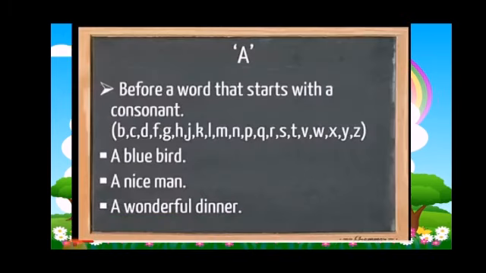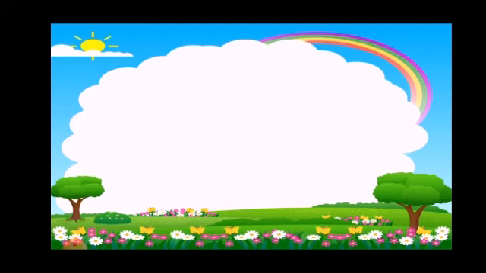So students, in brief, let's see. Before a word that starts with consonant, you have to remember only one rule. Before a word that starts with consonant, that means B, C, D, F, G, H, J, K, L, M, N, P, Q, R, S, T, V, W, X, Y, Z, these are consonant sounds. So before the word starts with consonant, you have to use article A. For example, a blue bird, a nice man, a wonderful dinner.